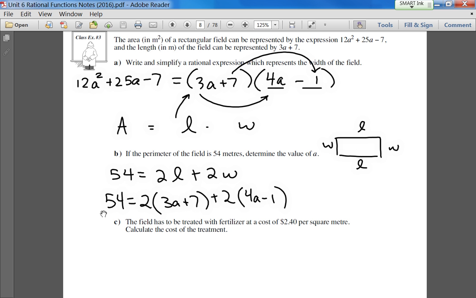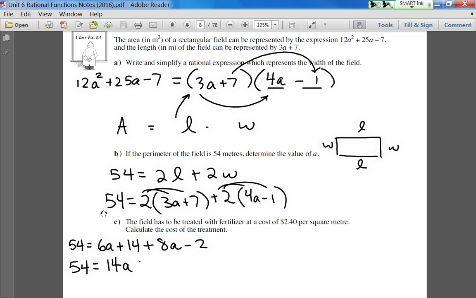I'm just going to go into part C here. Hopefully that's okay with you. I'll start writing smaller so it'll fit. What do we got in the first one? 6a and 14. What do we got in the second one? 8a and negative 2. Put the a's together, you got 14 of them. Put the numbers together, you got 12. You guys okay with that?